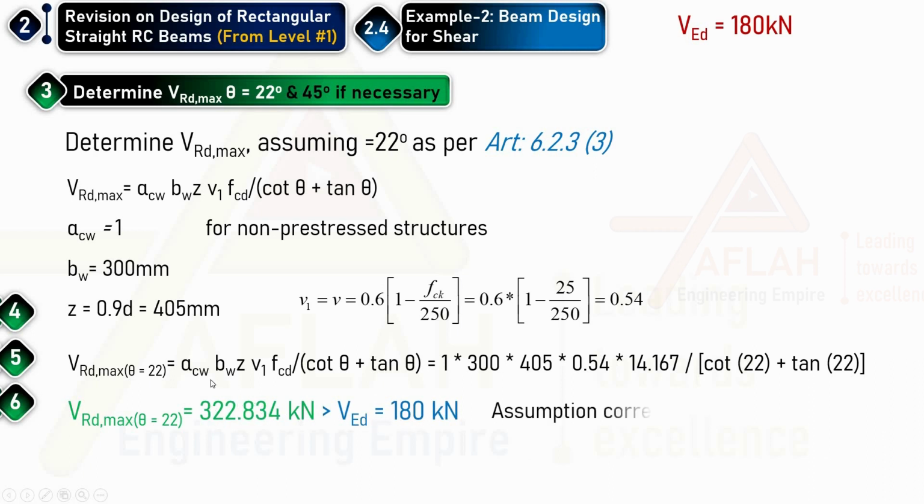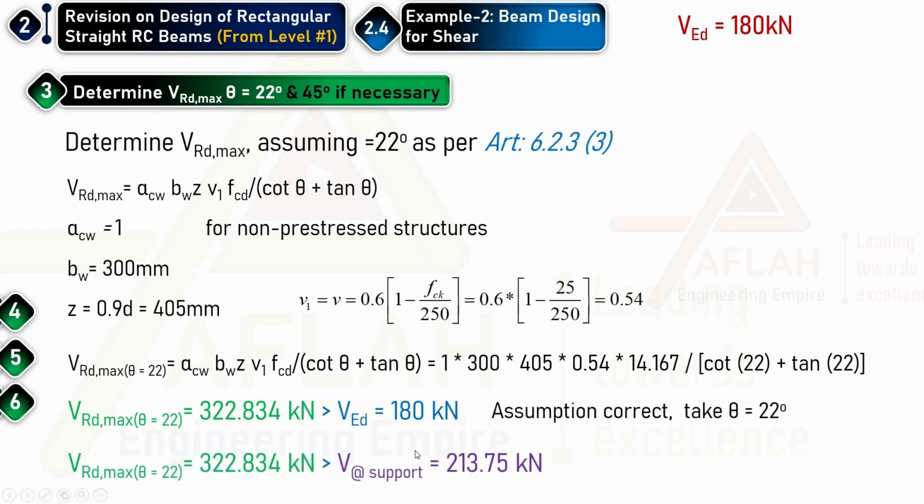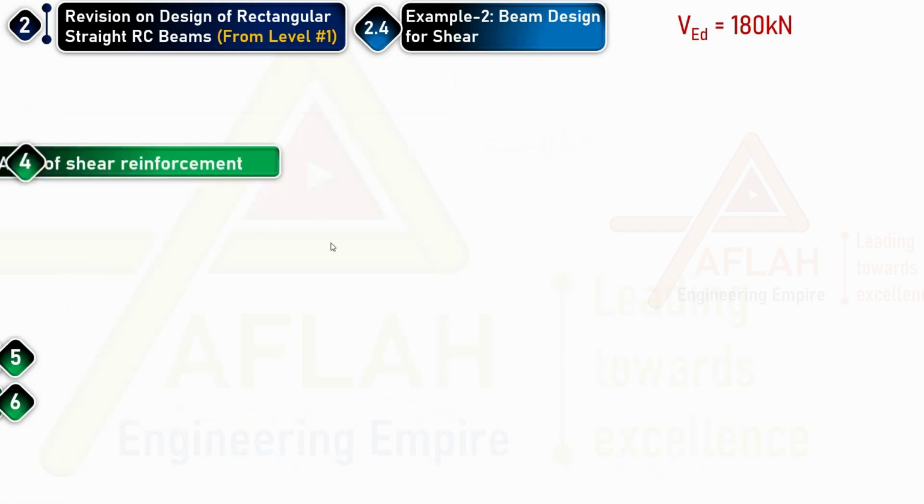Another check is that it must be greater than the support shear. The support shear is 213 as we calculated previously. So again, this is greater than this one. Even if you take the shear at the center of the support, 225, it is less than this one. So VRD max is safe, and we have now verified that it is safe all along the span of the beam. Let's continue. So everything is okay.